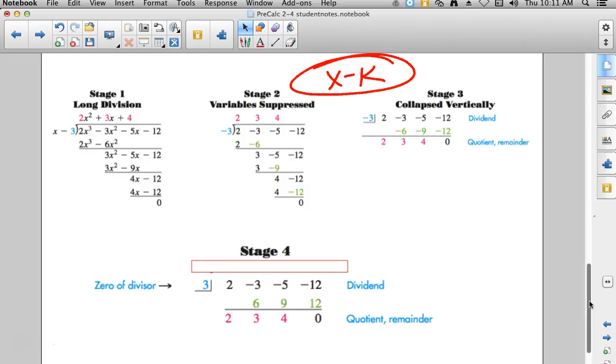So here's an x minus k example, and it shows exactly what we've been doing with long division. And then it says, well, what if you didn't worry about the variables? Wouldn't you still do the same math with the numbers to get what you needed? And you would. So then we say, well, hang on a second. Can't we just notice that I've got a -3 and I'm using these numbers, -6, -9, and -12 to get my answer of the 2, 3, and 4 up there?